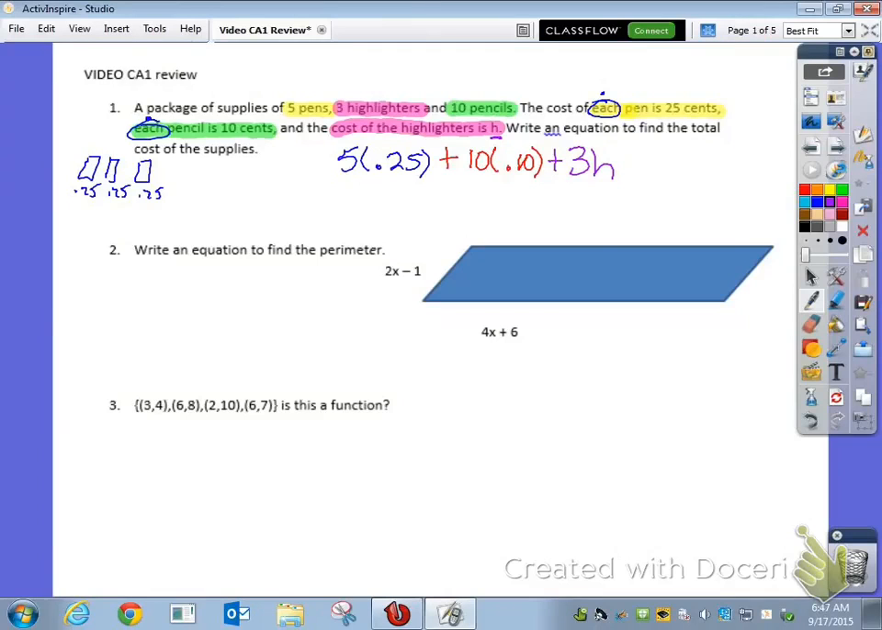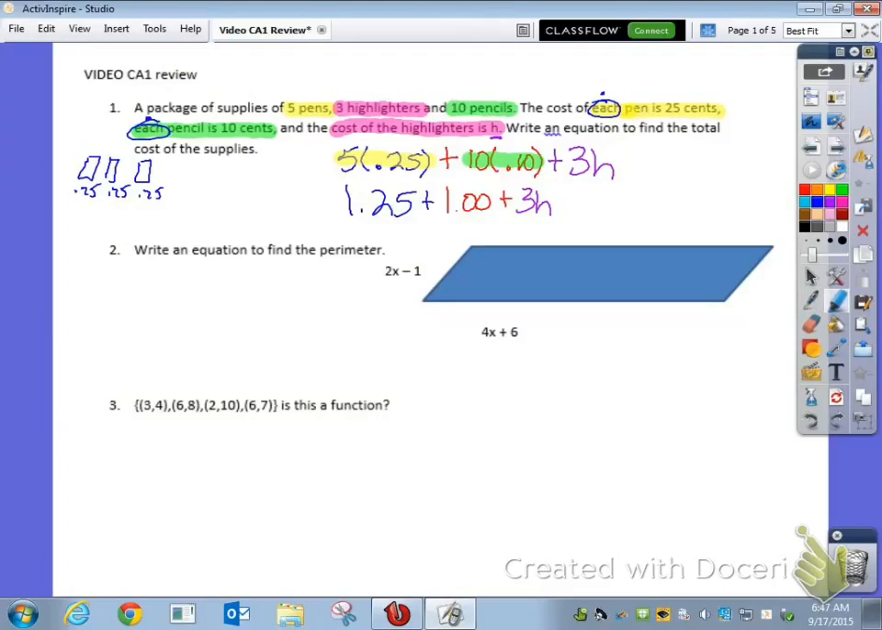Now, you can simplify that. So I would multiply, this is my pens, so multiply your pens, 5 times 25, that is going to be $1.25. And for my pencils, that was the 10 times 10 cents, and that is $1. And then the 3H, I can't do anything to that, so I just bring it down.